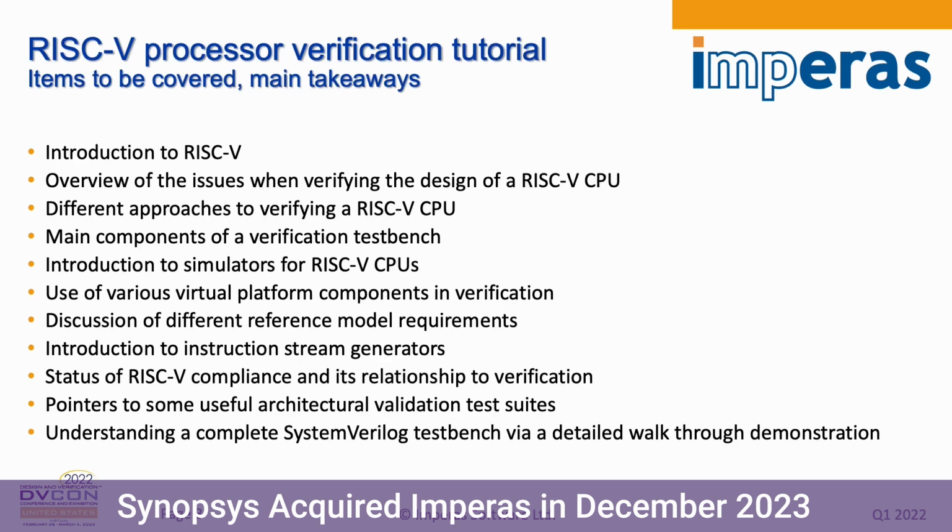So in this tutorial, what are you going to take away from it? What are we going to try and cover? Well, we're going to start and talk a little bit about RISC-V, where it came from, and introduce it and where people are seeing that it's going and how it's being adopted. We're then going to talk about the issues around verifying a CPU, and then cover the different approaches that there are that people have been using for RISC-V.